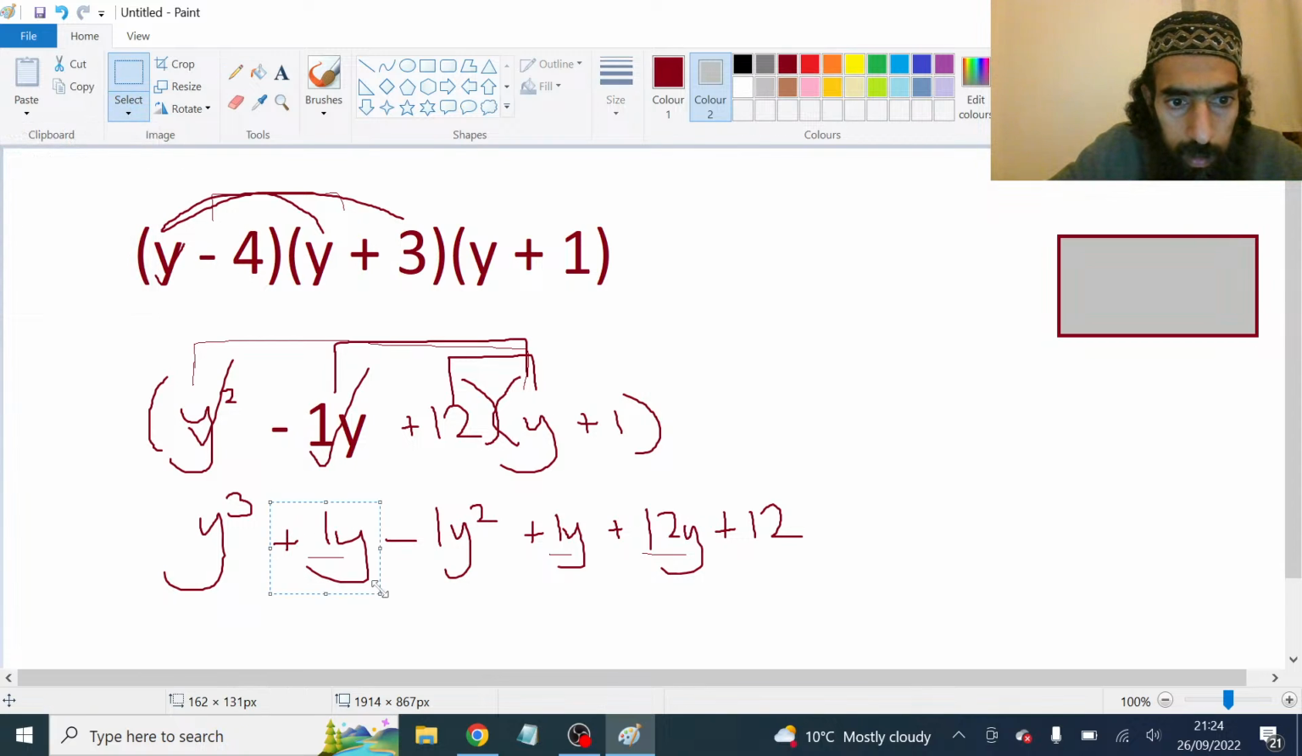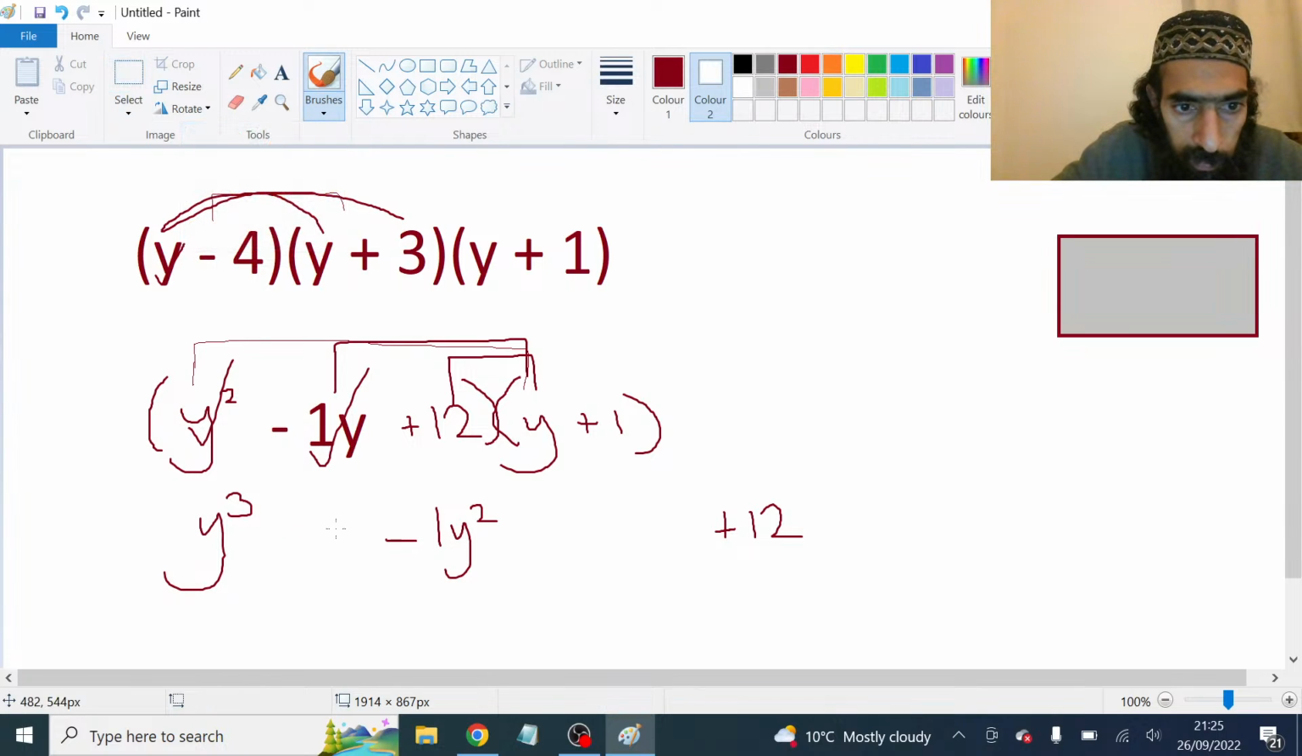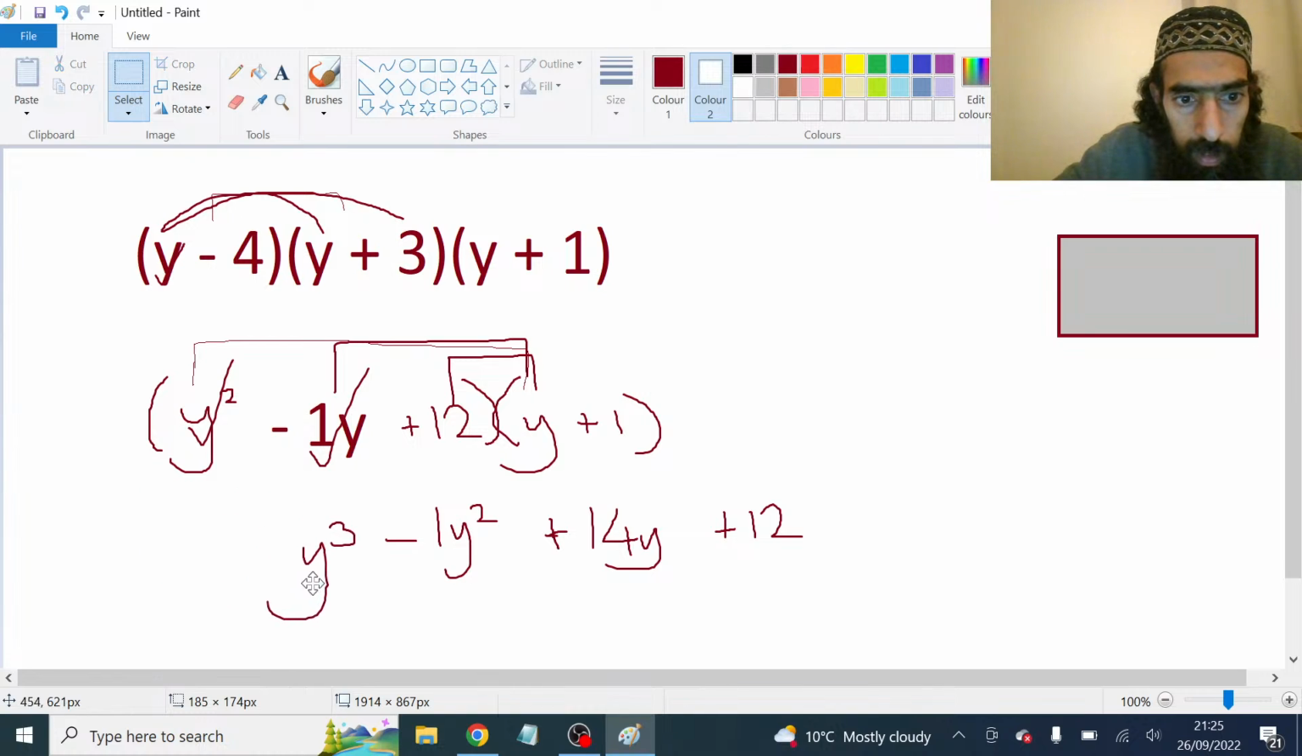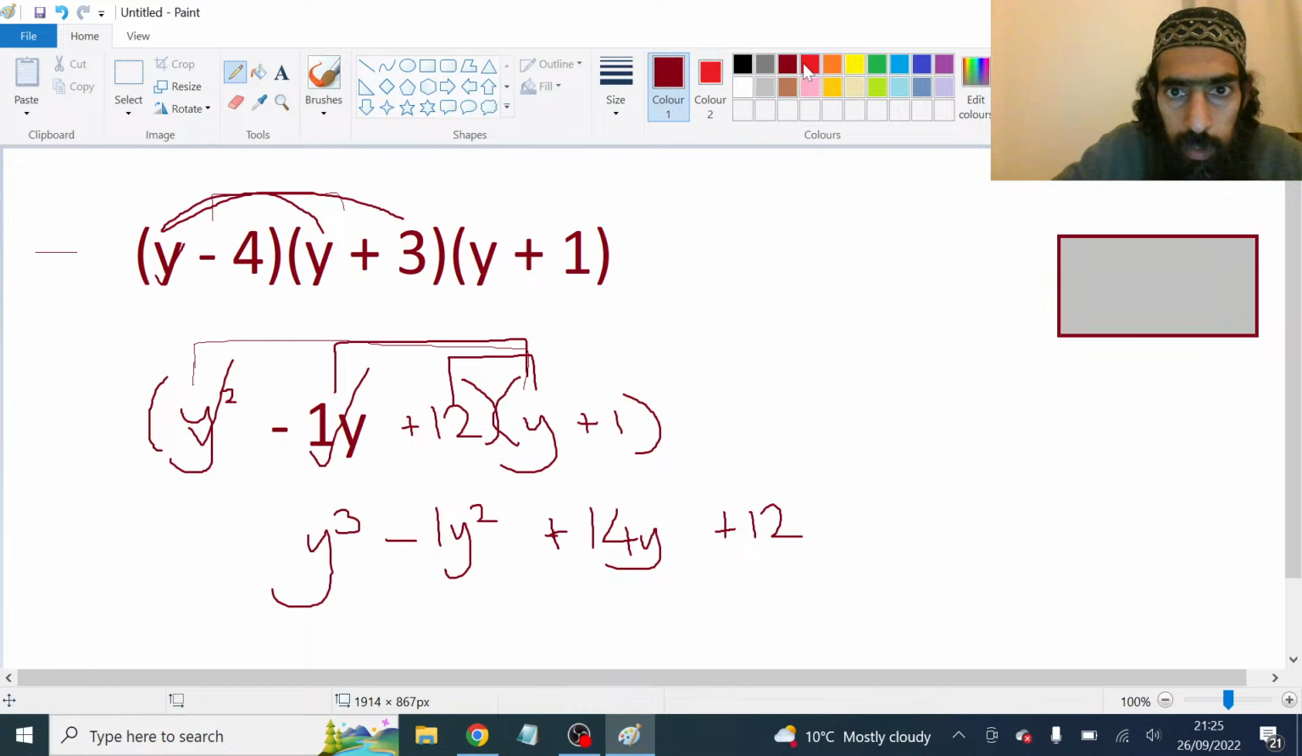So let's just take that through. And just try to see after the plus 14y, is there anything else that can be simplified? And the answer is no. So we can just leave it as that. So we have y cubed minus 1y squared plus 14y. You can check your answer by substituting in any value you like for y into the original equation. And if you substitute in any value you like into the original equation, and then substitute the same value into this, you should end up with the same answer both times.